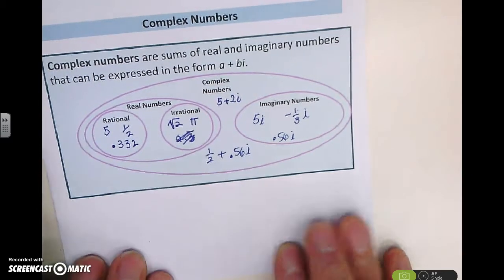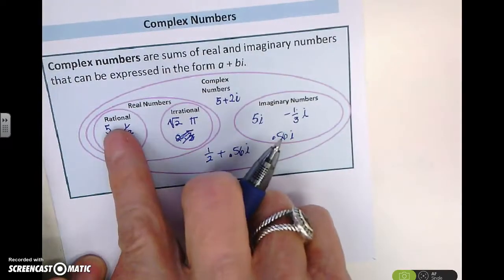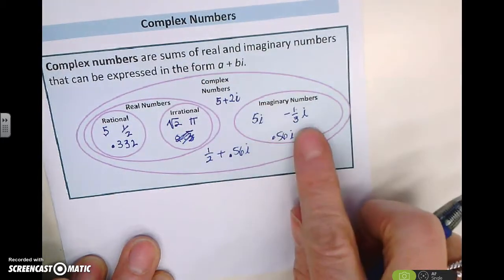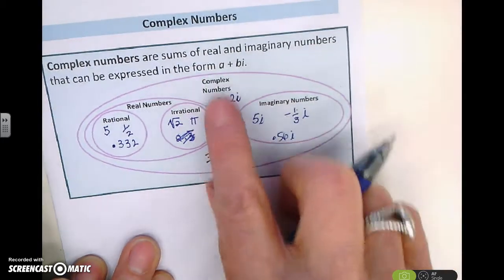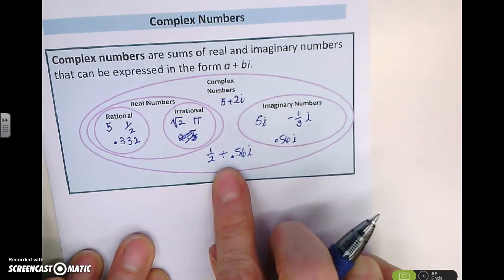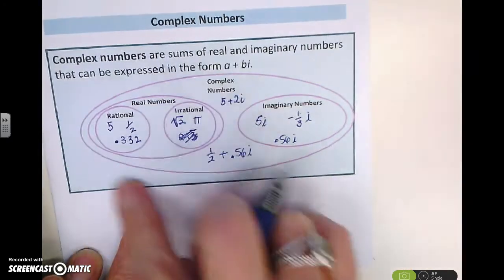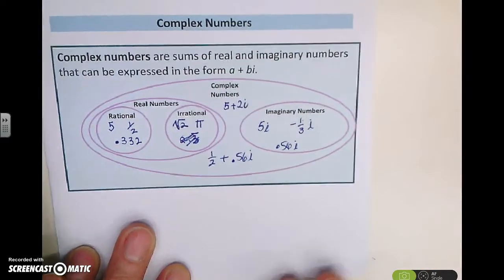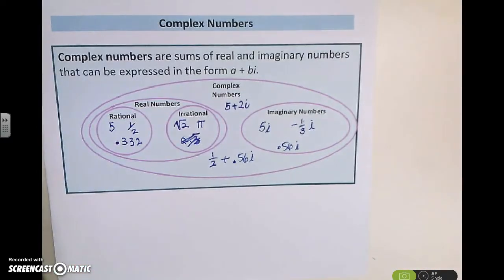So complex numbers include all of these. They include plain real numbers, rational and irrational. They include just imaginary numbers, and they include a mix of the two. So complex numbers are now our everything. Everything falls into the term complex numbers. So we will finish up these notes in our next video.